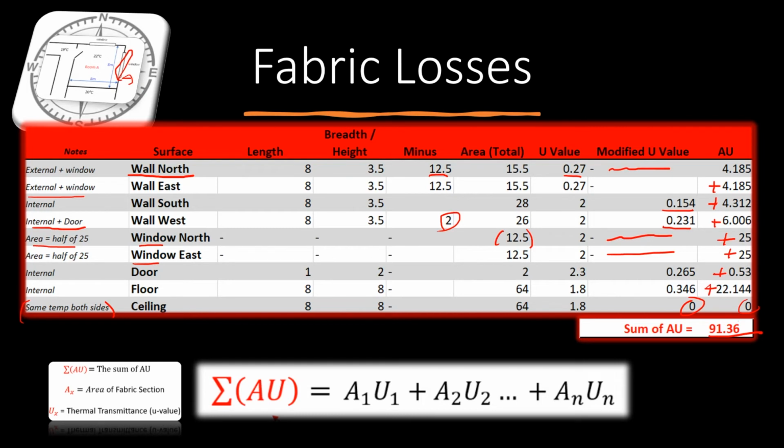So if I add all those up, I should get 91.36. If you've got a slightly different value from rounding, don't worry about it, don't panic. As long as yours is about 90, you're probably correct. Brilliant. So that's us got our fabric losses. Now, the other thing we need is our ventilation losses. So let's go take a look at those.